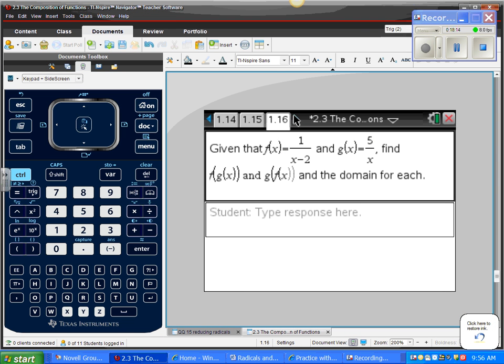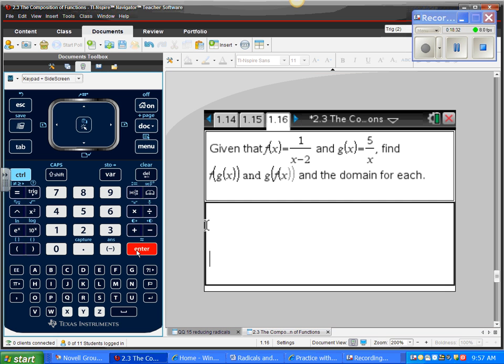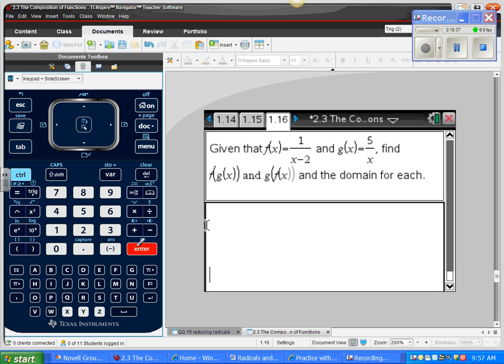Okay, so let's give this one a shot. I've got f of x equals 1 over x squared, and g of x equals 5 over x. Find f of g of x and g of f of x and the domain for each. I told you guys we were going to be doing a ton of work with domain. This isn't going to go away. It's going to stay with us throughout the entire year, so you really have to get comfortable with these.